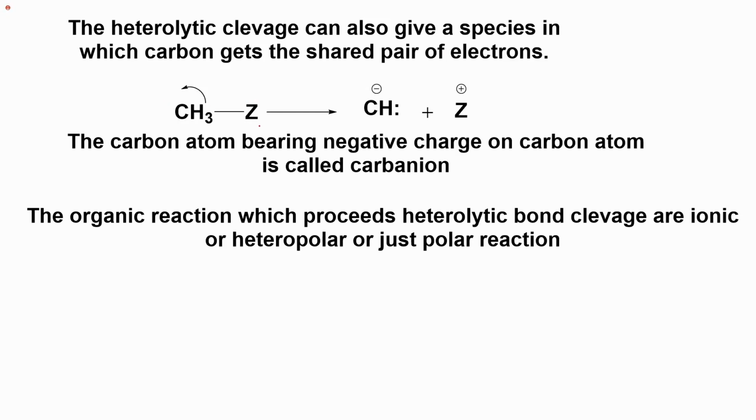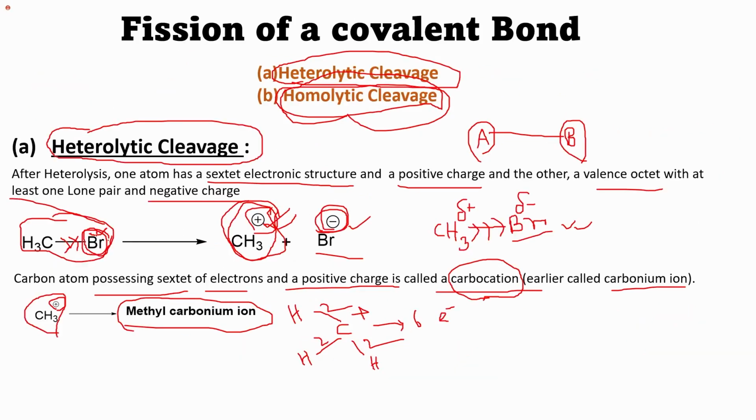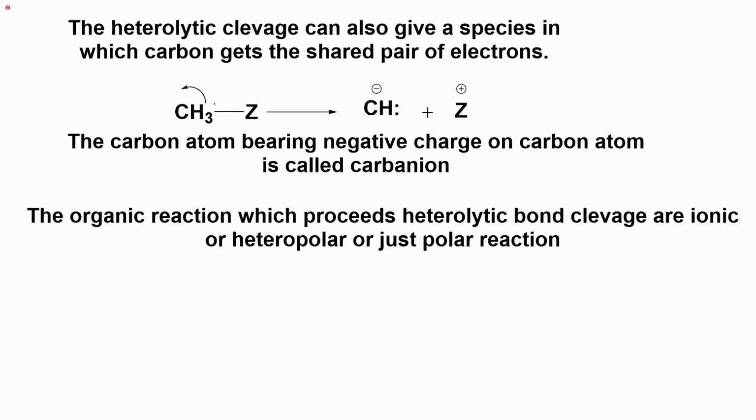In the previous slide, what did we discuss? Br was more electronegative compared to CH3, so the electron density went to Br, giving CH3 plus and Br minus. Now CH3 is more electronegative compared to Z. So for any molecule where the carbon is more electronegative compared to Z, it will act as CH3 minus and Z plus.